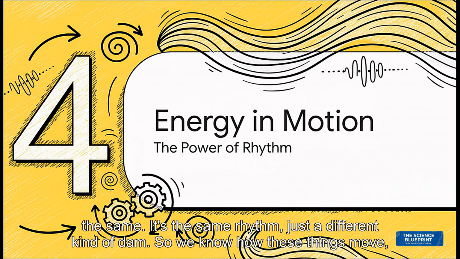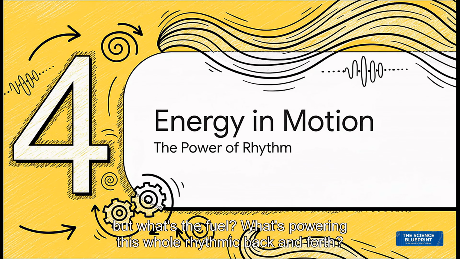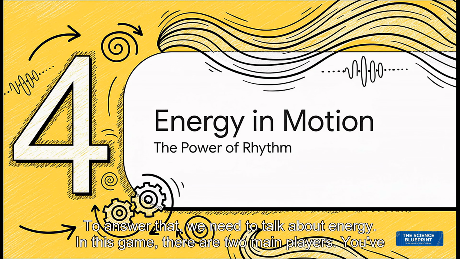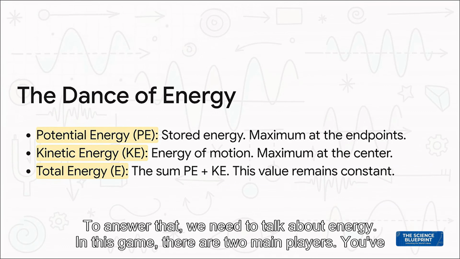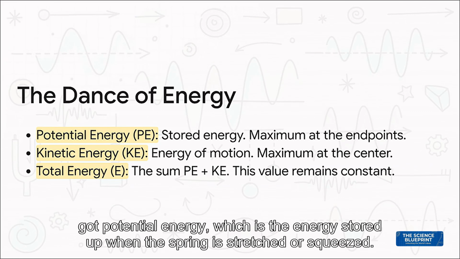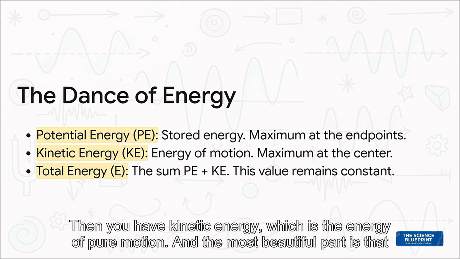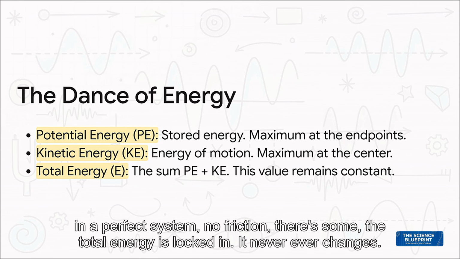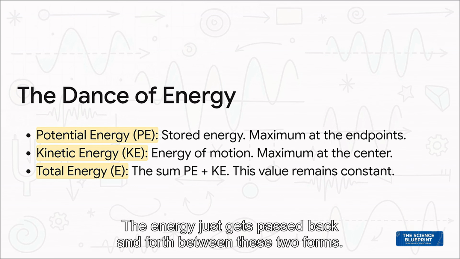So we know how these things move, but what's the fuel? What's powering this whole rhythmic back and forth? To answer that, we need to talk about energy. In this game, there are two main players. You've got potential energy, which is the energy stored up when the spring is stretched or squeezed. Then you have kinetic energy, which is the energy of pure motion. And the most beautiful part is that in a perfect system, no friction, their sum, the total energy, is locked in. It never, ever changes. The energy just gets passed back and forth between these two forms.